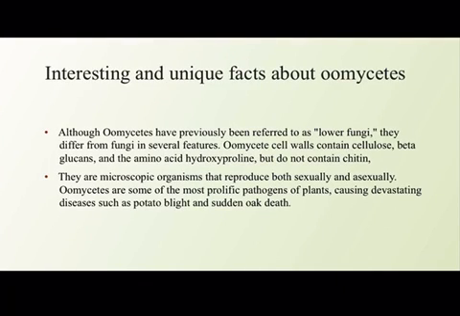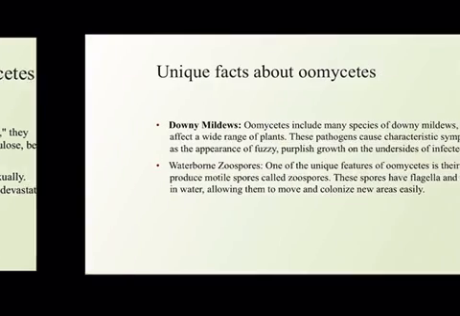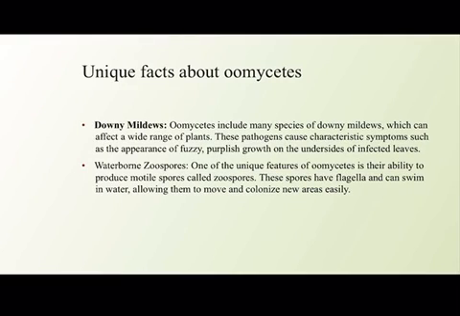Coming to the interesting and unique facts about the oomycetes: although oomycetes have previously been referred to as lower fungi, they are different from the fungi in several features. Oomycete cell walls contain cellulose, beta-glucans, and the amino acid hydroxyproline, but do not contain chitin. They are microscopic organisms that reproduce both sexually and asexually. Oomycetes are some of the most prolific pathogens of plants, causing devastating diseases such as potato blight and sudden oak death. Unique facts also include the downy mildews.